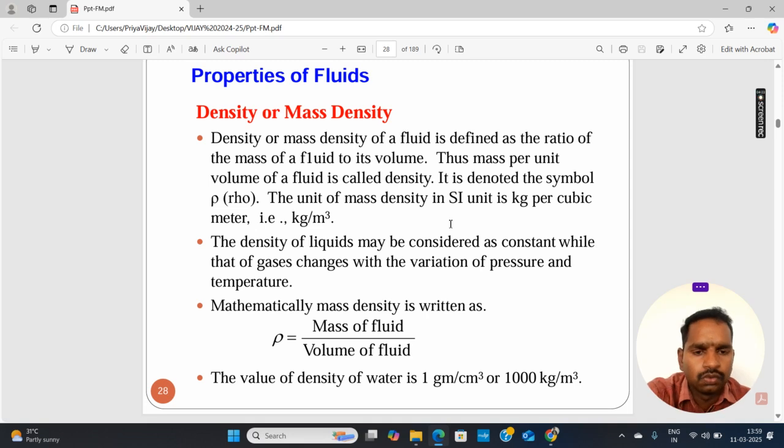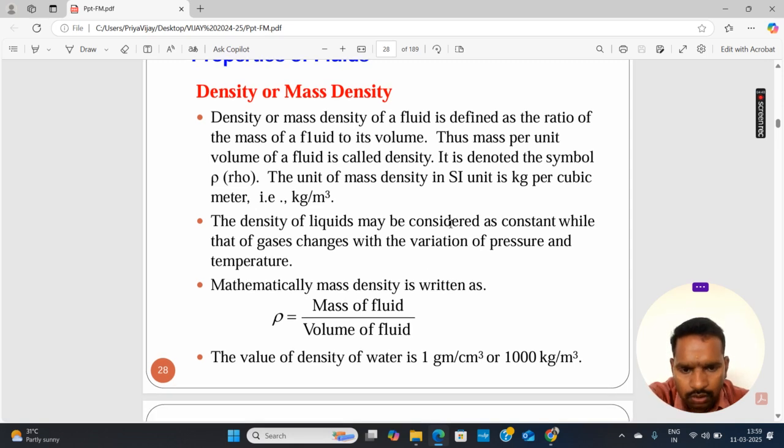But it will keep changing with respect to pressure and temperature when you go up or go down. Mathematically, we can write rho equal to mass of the fluid divided by volume of the fluid, where rho is the specific notation for defining the density or mass density of the fluid. As I already told, the density of water is 1000 kilogram per meter cube or 1 gram per centimeter cube in CGS units.